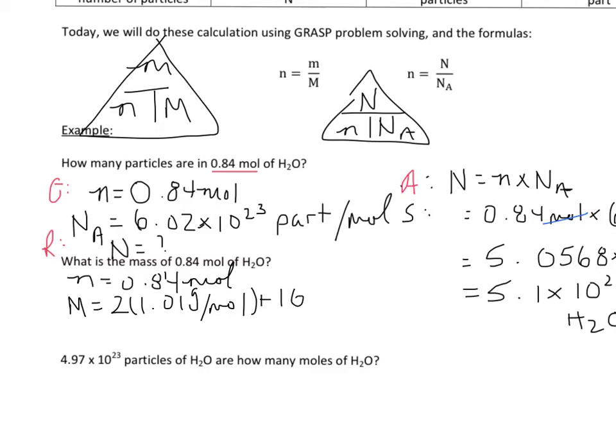Plus 16.00 grams per mole. Write in your units throughout, don't make them appear from nowhere. And that's going to equal 18.02 grams per mole. Hopefully in your head you're now thinking, what do I need to figure out? And you're right, we don't know what lowercase m equals. So let's go ahead and we'll do the math.